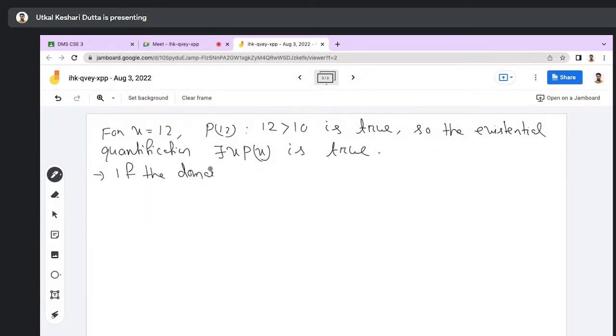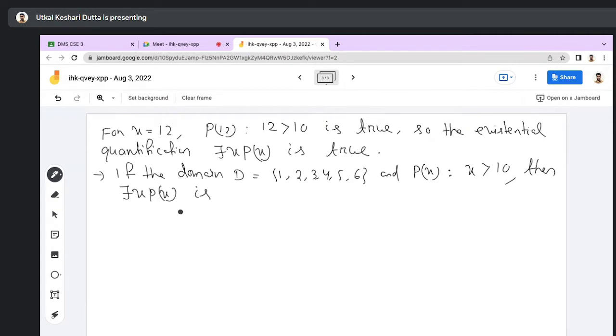That means the same example, if the domain D equals the given 1, 2, 3, 4, 5, 6, and P of x is the same, that is x greater than 10, then will there exists x, P of x be false or true? It will be false, because P of 1 is false, P of 2, all the P is false. That means there exists no element in the domain such that P of x is true.